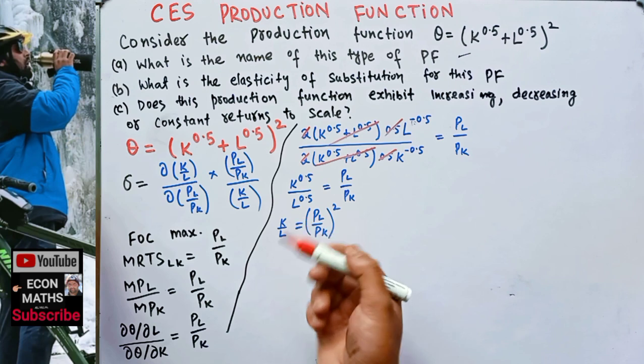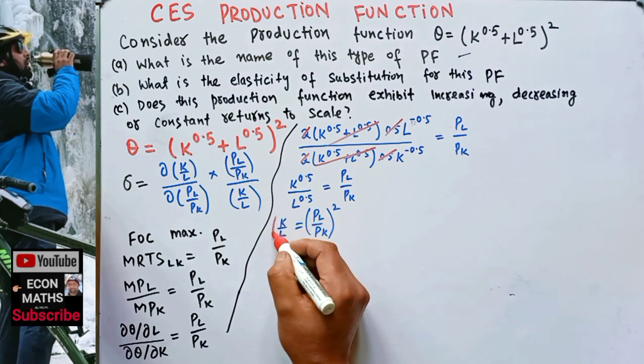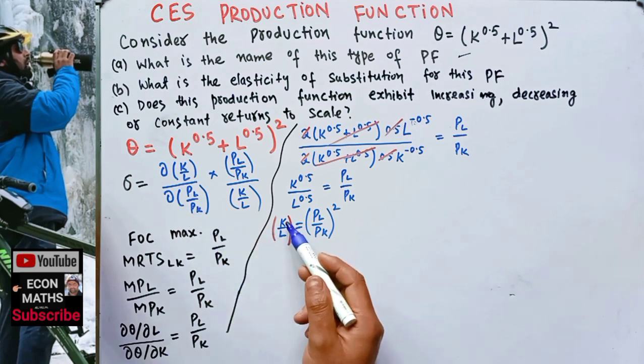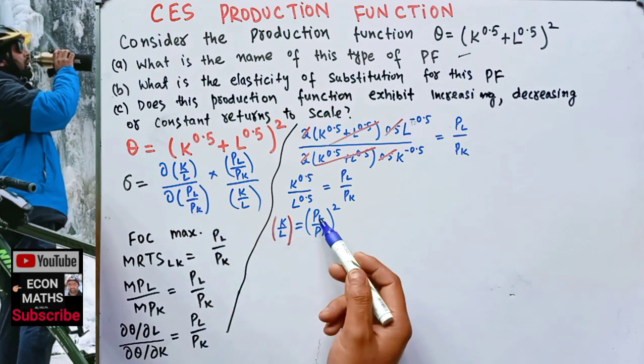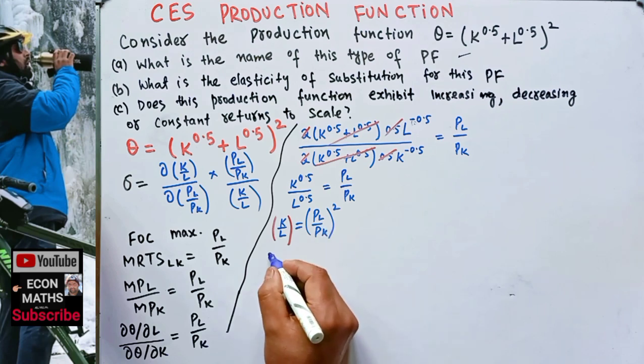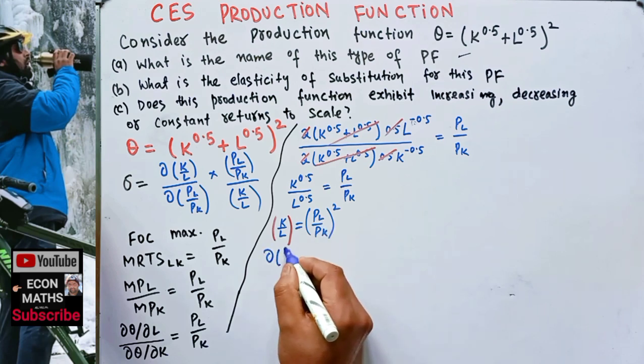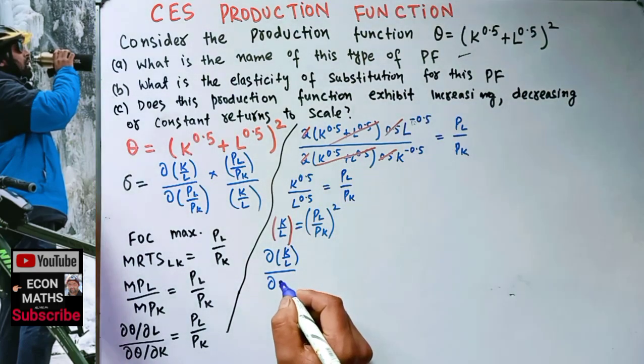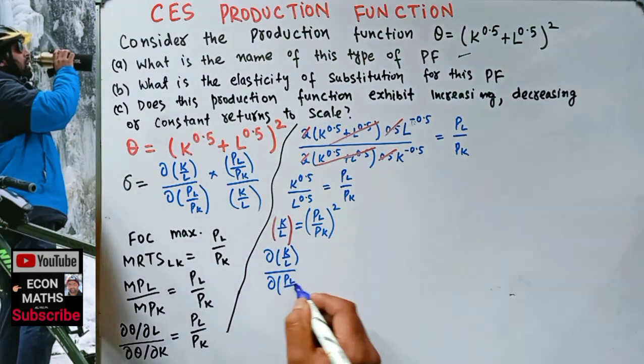Now I can substitute this. The first thing was to find out this capital labor ratio. Since the formula is this, we take the derivative of capital labor ratio with respect to the input price ratio. That means del K upon L with respect to del PL upon PK.